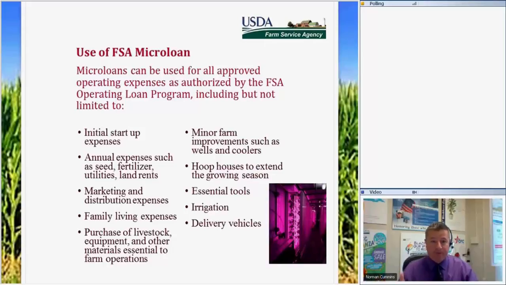Real quick, you can use it for all of these items here: startup, just kind of like anything in an operating loan. The little picture that I like to show there is from a containerized farm. We've done loans for that. I've done a few up in the state of Massachusetts. So microloans are really there to help you start up. It's an awesome program for the fact that not too many businesses are able to get this kind of cash to be able to start an operation, and we do have this program for you.